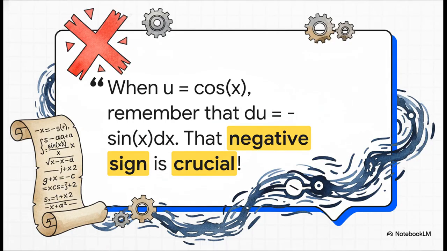Okay, quick heads up here. This is a super common mistake, so listen up. When you let u equal cos x, what's its derivative? Well, du is negative sine x dx. It is so easy to forget that little minus sign, and if you do, it'll throw off your entire final answer. So please always double check your du when your u is cosine.